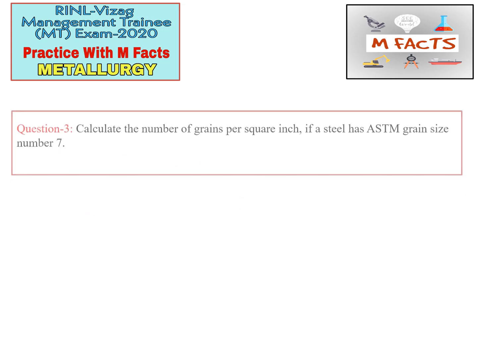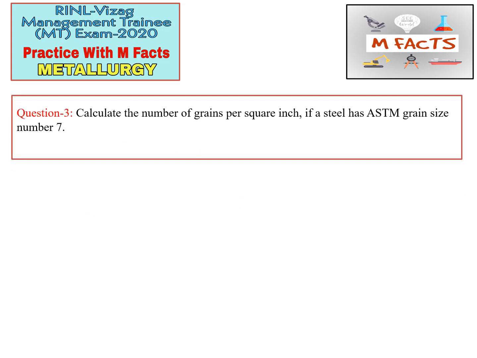So the next question is, calculate the number of grains per square inch if a steel has ASTM grain size number 7. So we will see what is the number of grains per square inch in this question and what the ASTM grain size number means. For this type of question I use only one formula, that is (M/100)² × N = 2^(n−1).